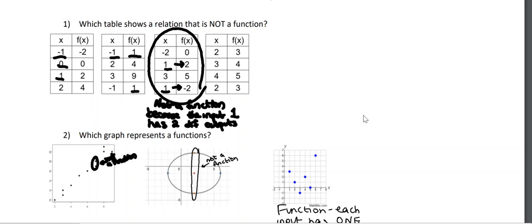I'm going to go through it really quickly, so listen to it twice if you need. Pause the video and try out the questions on your own, and then come back just to hear the explanations. So question 1 says, which table shows a relation that is not a function?